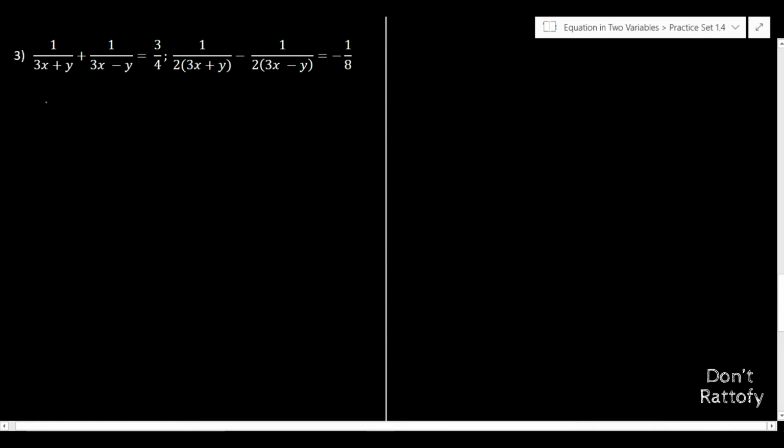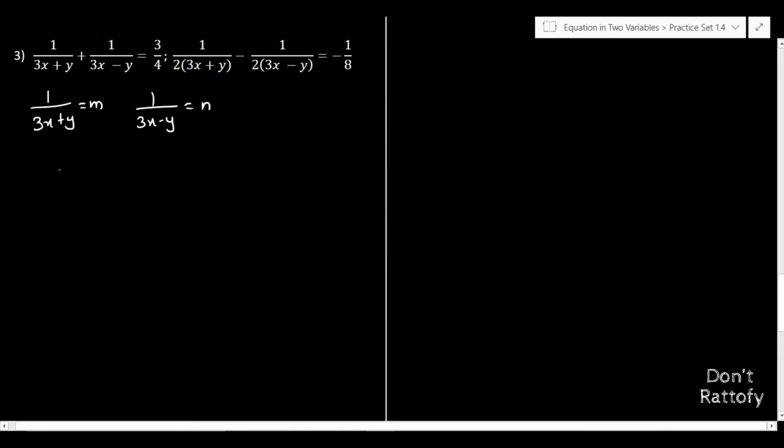The question is 1 upon 3x plus y plus 1 upon 3x minus y is equal to 3 upon 4. 1 upon 2 bracket 3x plus y minus 1 upon 2 bracket 3x minus y is equal to minus 1 upon 8. From both the equations, you can see in the denominator we have 3x plus y and 3x minus y in common, right? So what we are going to do is take 1 upon 3x plus y as m and 1 upon 3x minus y as n.